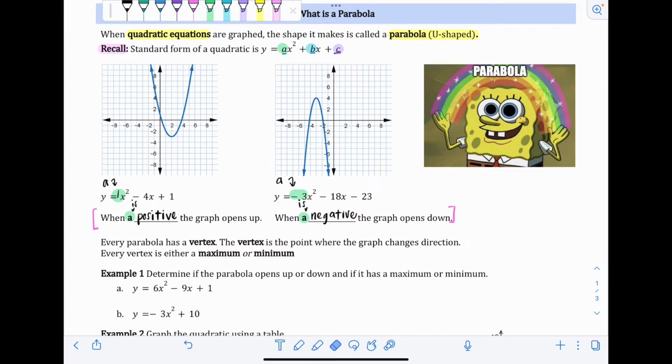Okay, the next section. Every parabola has a vertex. The vertex is the point where the graph changes direction. You'll notice on each of these graphs, there is a point where it changes direction. Right here, it goes from going downward to going upward. And right here, it goes from going upward to going downward, if you follow the graph from left to right. That point where it changes is called the vertex. That's another really important word to know. Our vertex is right here. And right here.